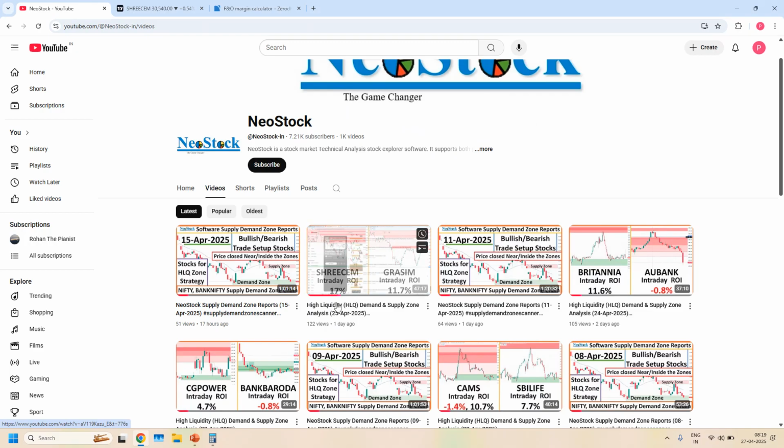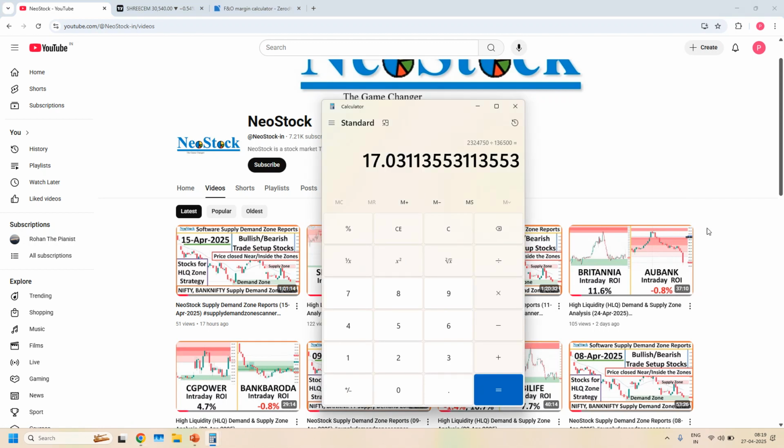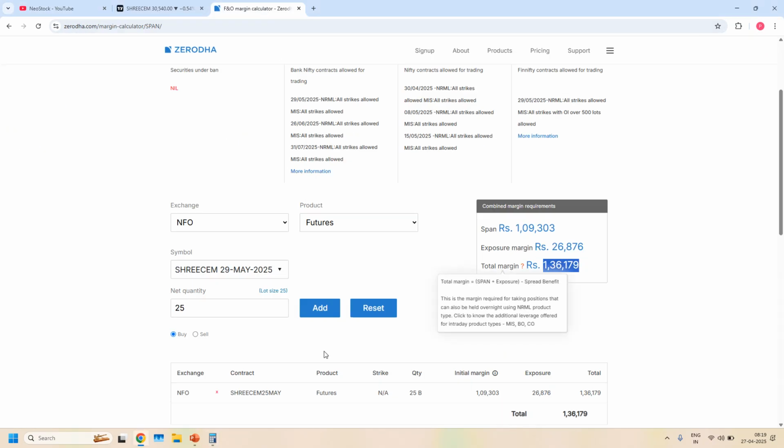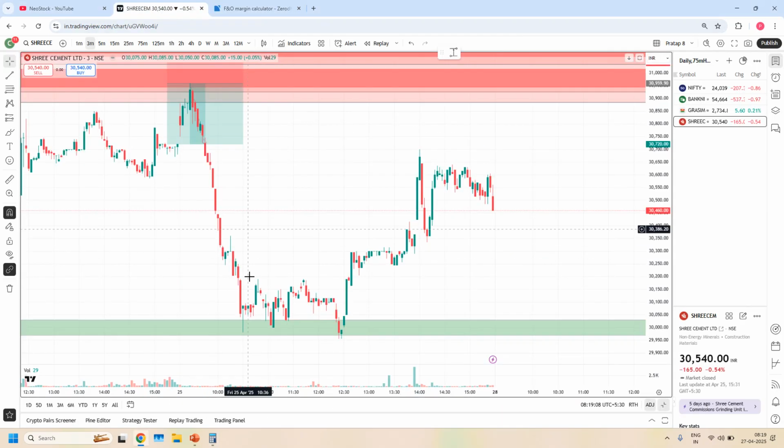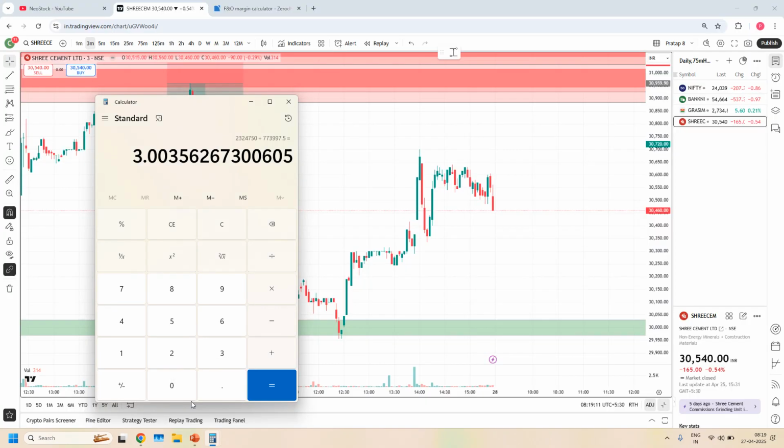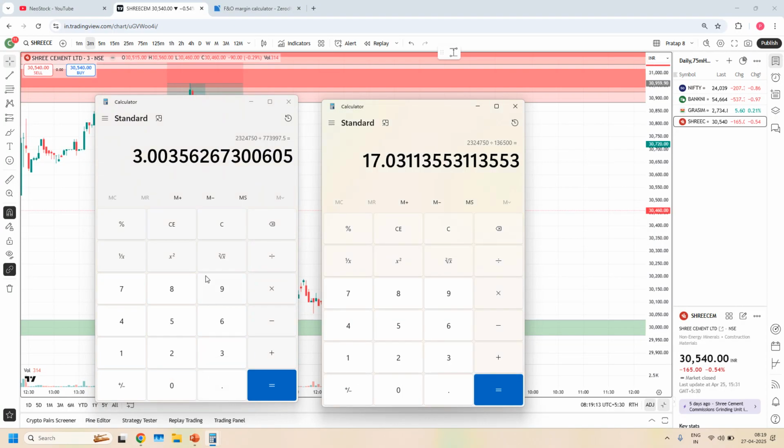See here, Shriram Cement. It is 17% ROI. We got that exact calculation, right? But without looking into the futures chart, if you looked only at the equity price, you calculated 3,000.